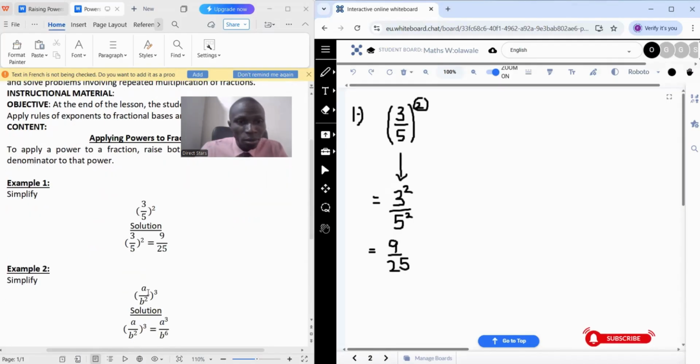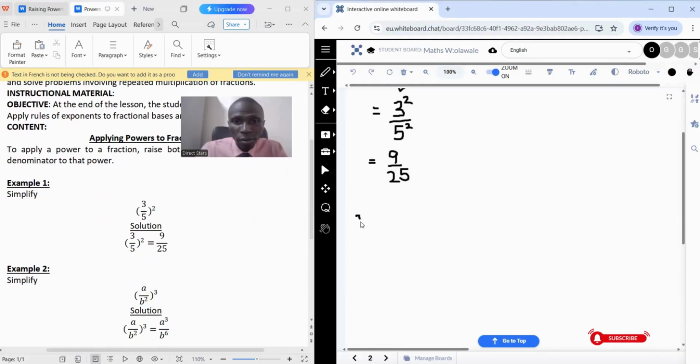In example 2, here we are asked to simplify A over B raised to the power of 2, then everything raised to the power of 3. So just like example 1, A will be raised to the power of 3, then B raised to the power 2, which is the denominator, will also be raised to the power of 3.